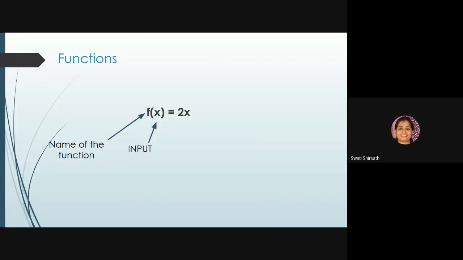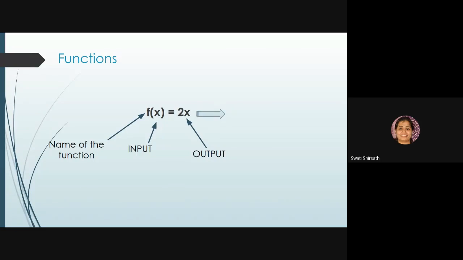Then the one written in round brackets just after f, the name of the function, is your input. It means it is coming from the domain, okay? And the one written on the right hand side of equal to is your output. It means it is coming from the codomain, that is the range of that function, okay? So this is how we understand f of x is equal to 2x. F is the name of the function, x is the input, and 2x is the output, okay?